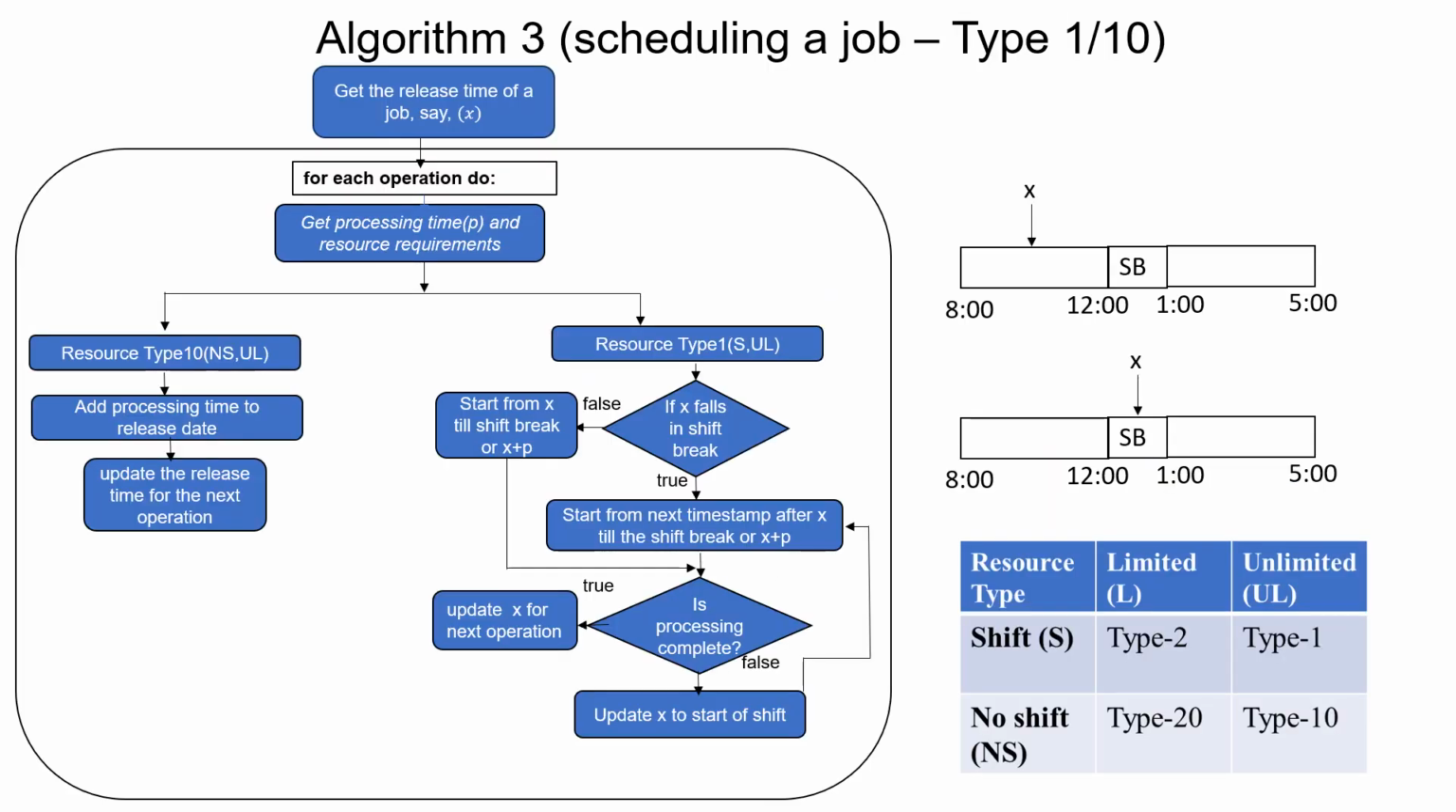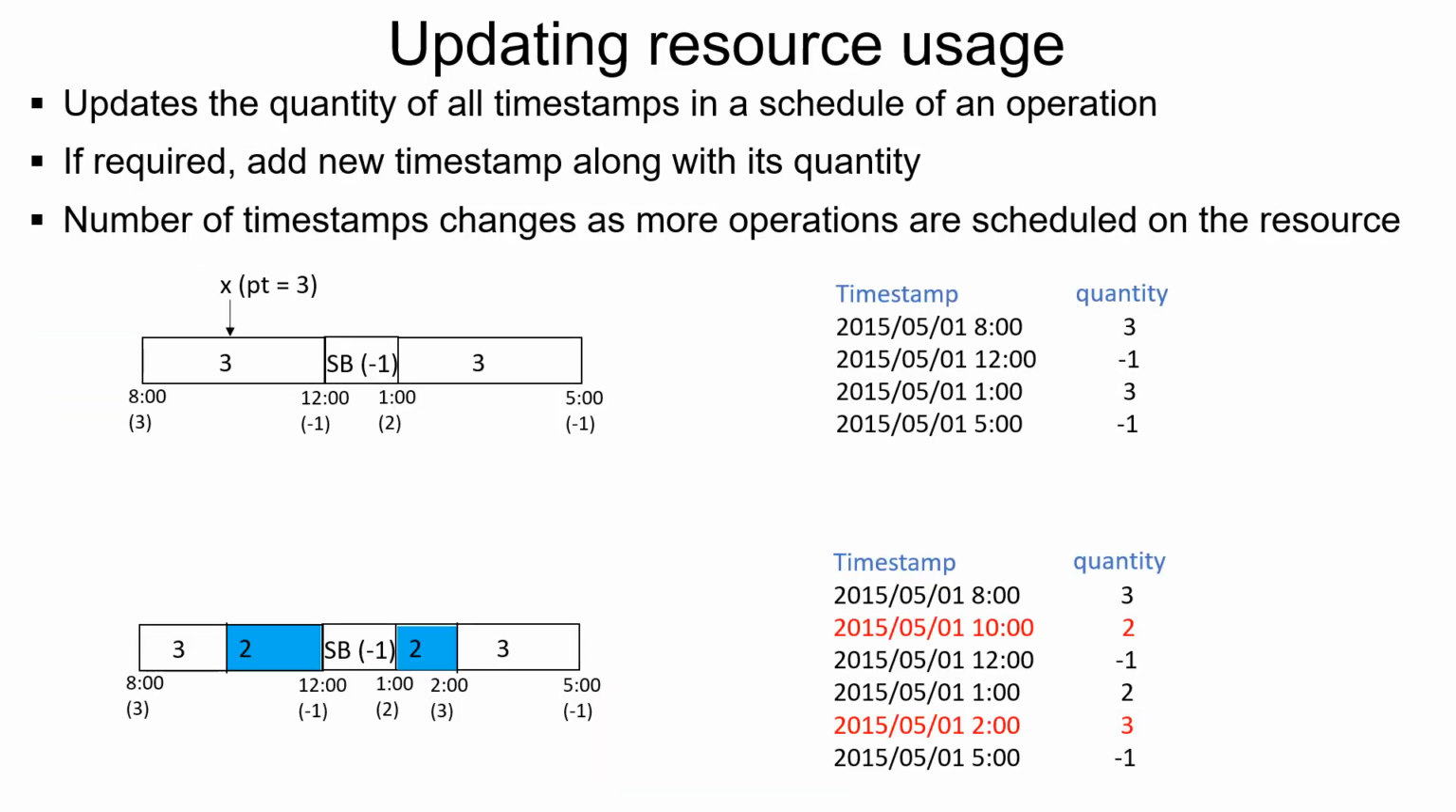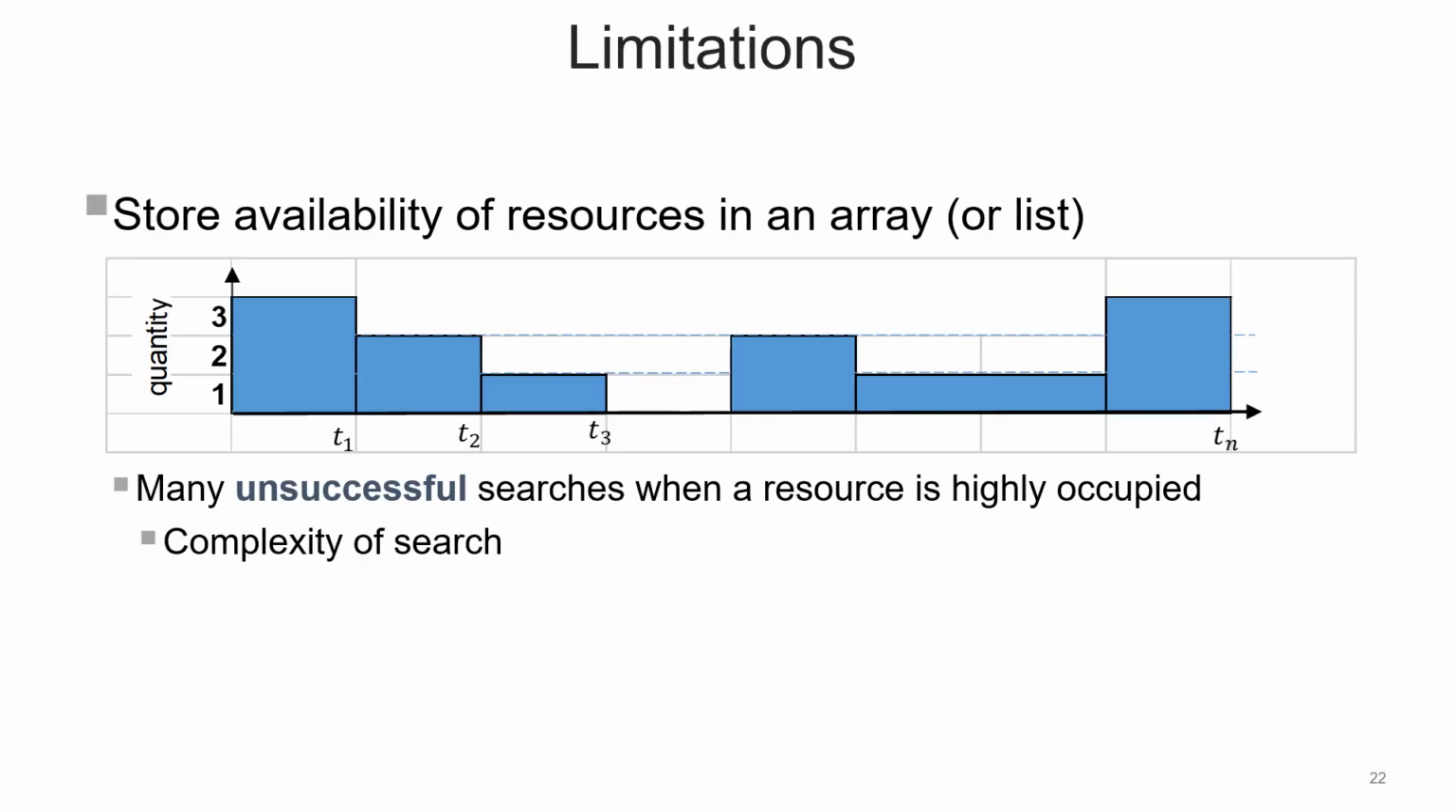This shows in detail how the timestamp list algorithm has been implemented with type 1 resources. It also considers whether the release date falls between the shift break or before the shift break, etc. We will not go into detail in the explanation of this algorithm. This shows type 2 resources and updating the resources that we have already seen.